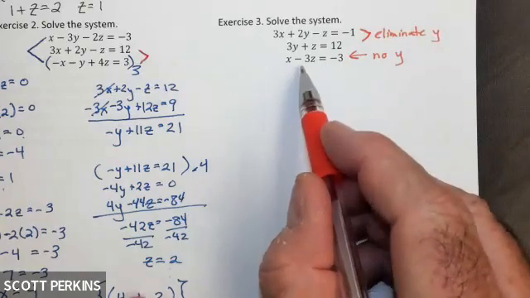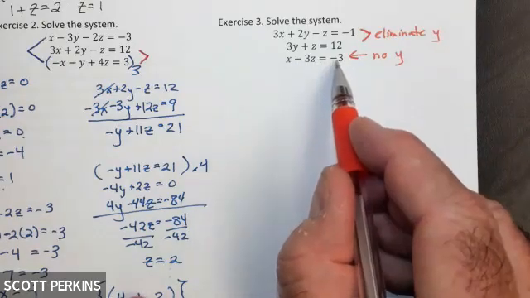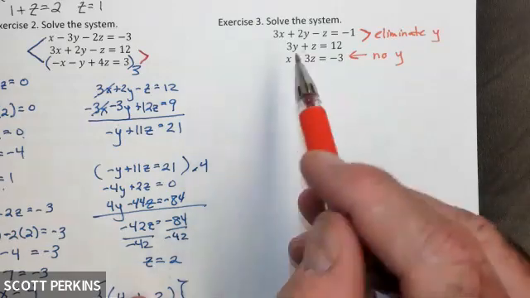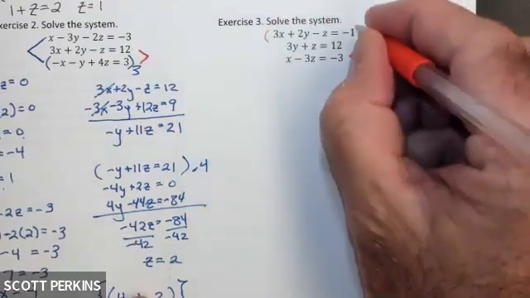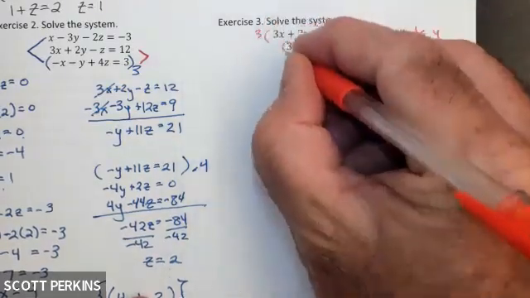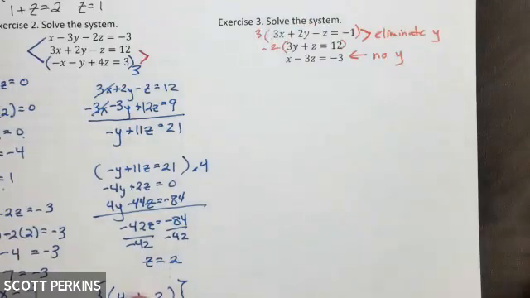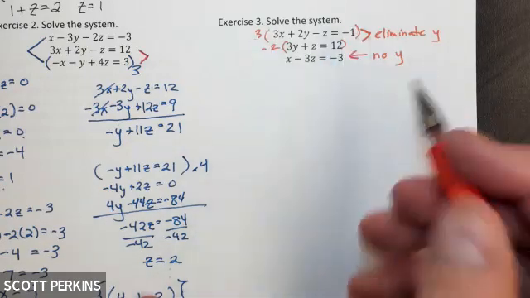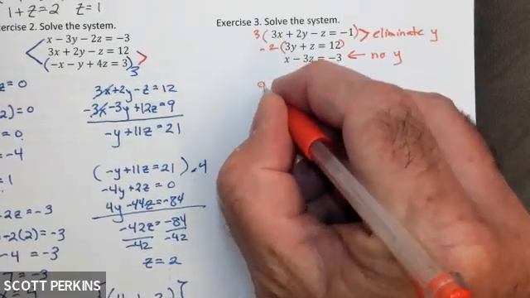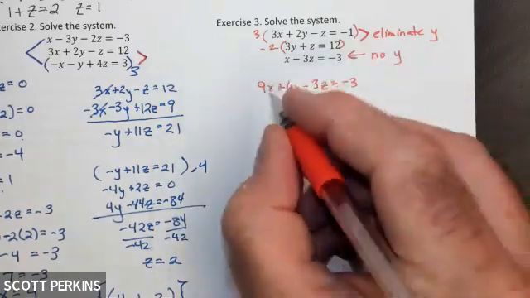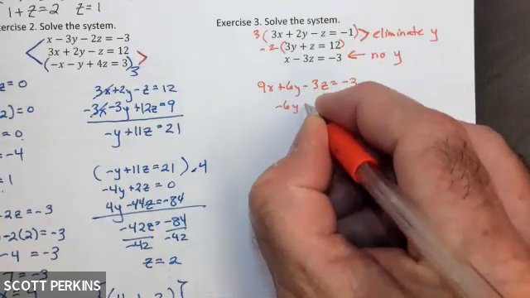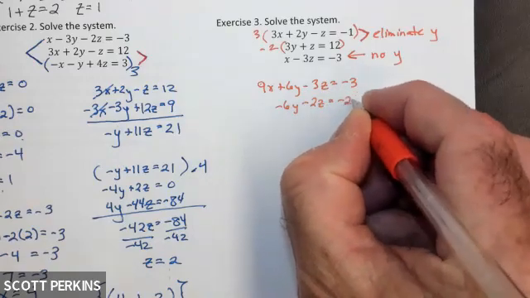So again, taking advantage of this bottom equation already has no y's. I'm going to eliminate the y's on the top two. So I've got a 2y and a 3y. So what that means is you're either going to multiply this top one by 3 and the middle one by -2, or you multiply the top one by -3 and the middle one by +2. Either way, that's going to work.